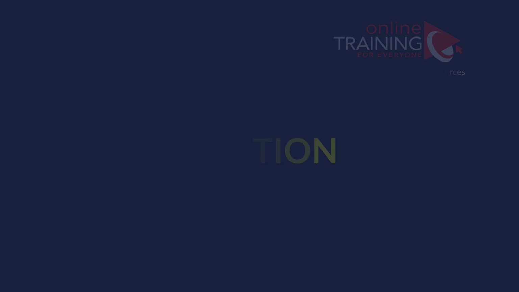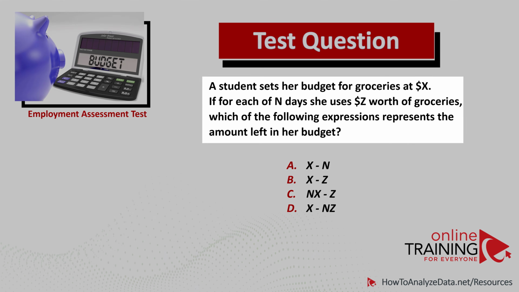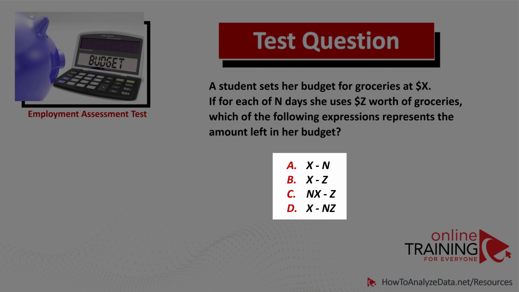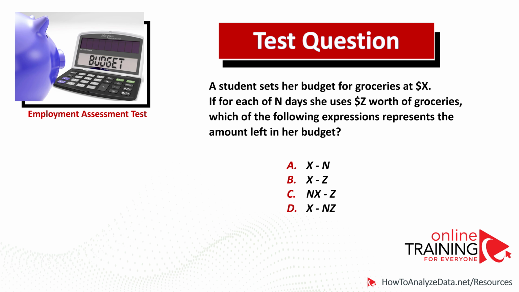Let's look at the budget question you might frequently see as part of employment assessment test. A student sets her budget for groceries at X dollars. If for each of N days she uses Z worth of groceries, which of the following expressions represents amount left in her budget? And you have four choices: X minus N, X minus Z, X plus NZ, and X minus NZ. Do you think you know the answer? Let's see if we can get to the correct answer together.